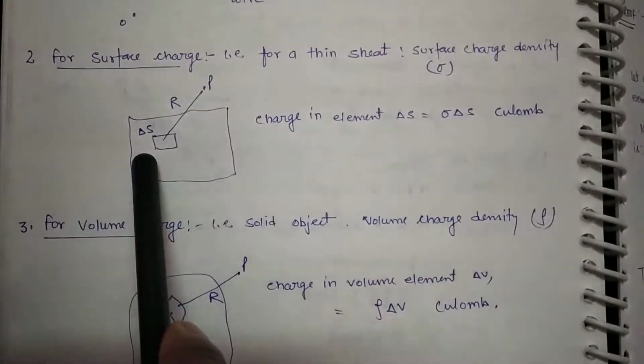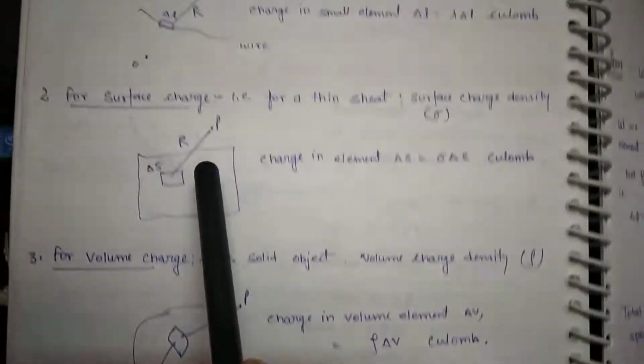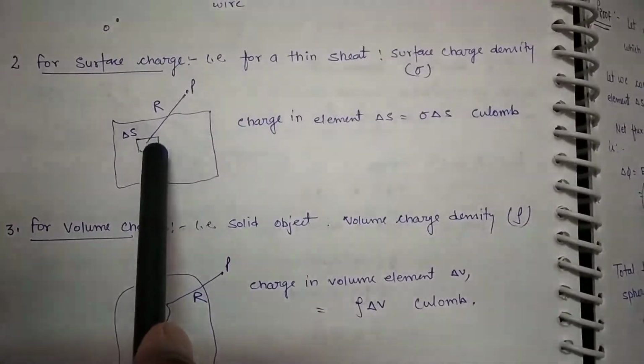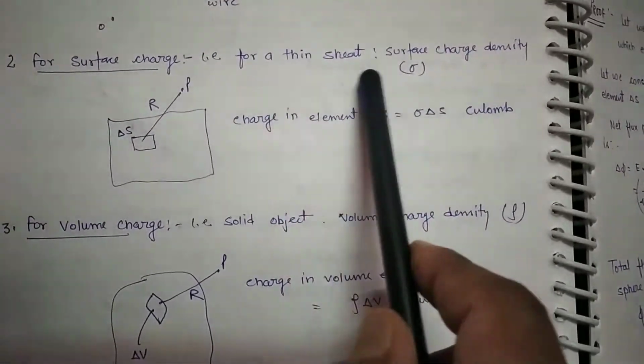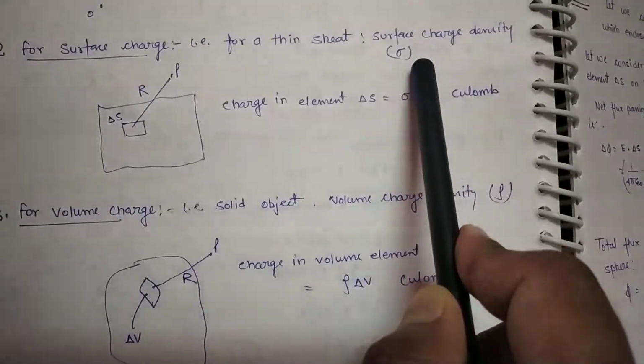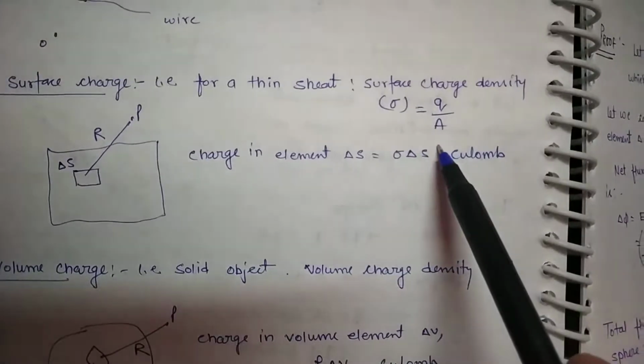Similarly, we can take surface charge density, because it is not always possible that we have a wire. We can have a sheet of paper also. Suppose we have a sheet here and we can take a small area delta S. So surface charge density sigma means total charge upon area. This way we can write it.